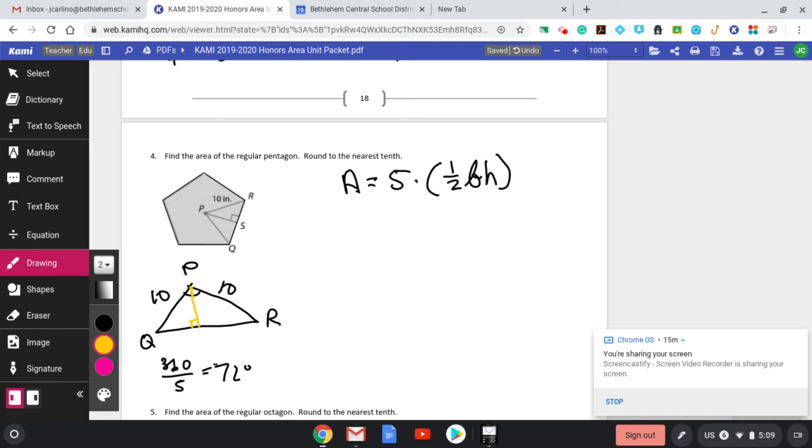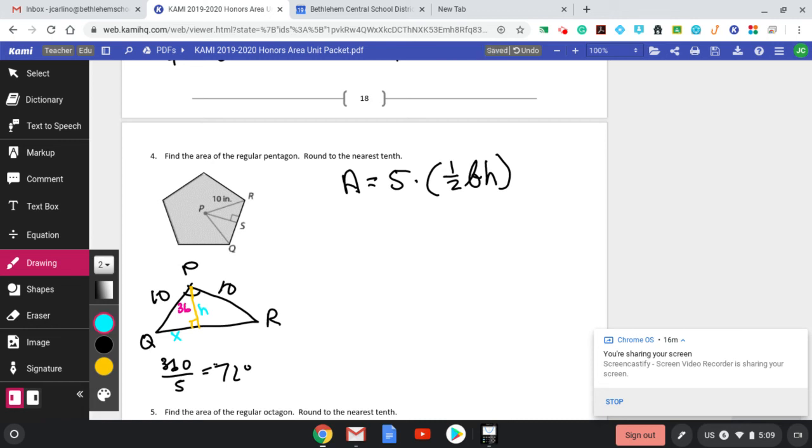Okay, so when you draw your height in, you cut that 72 in half, so now it's 36 degrees. Ooh, that's not a chart I'm going to fill out, right? That is not a chart I'm going to fill out, but I still have to find the height and then part of that base so I can double it.